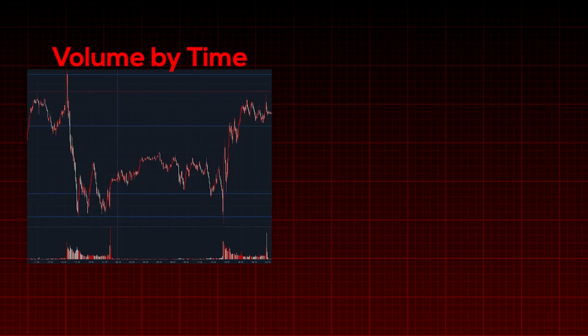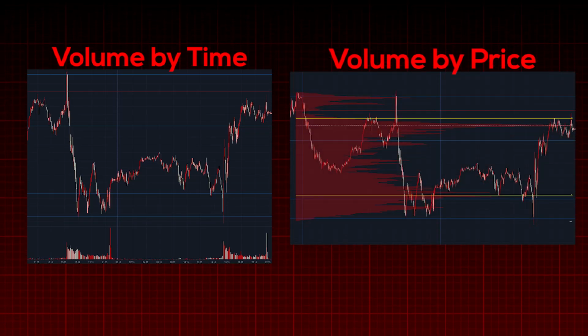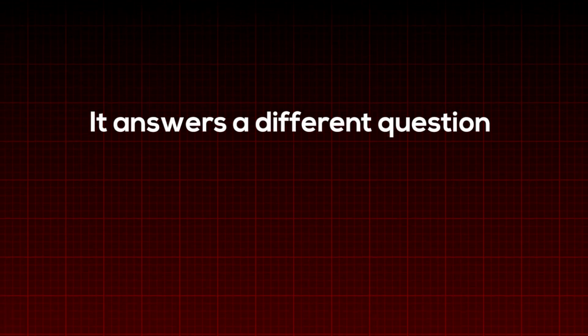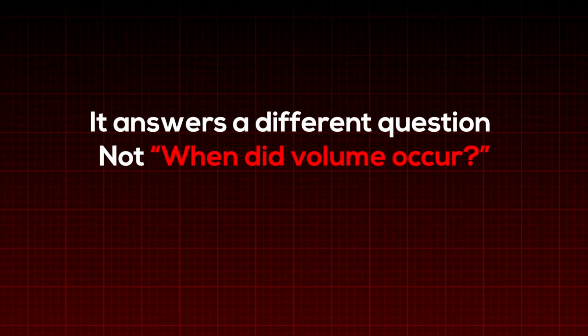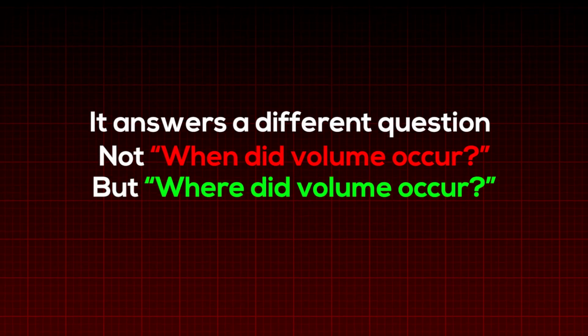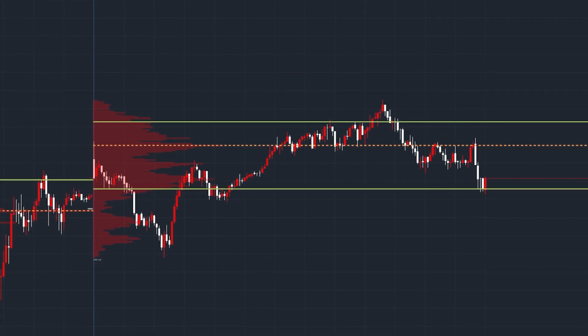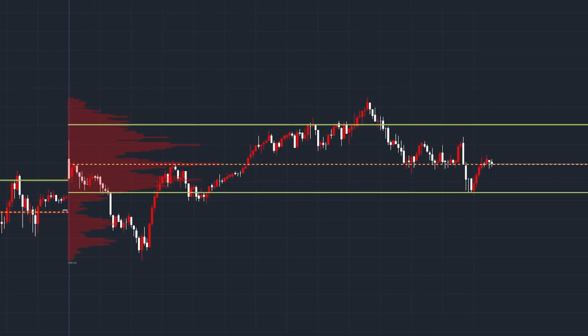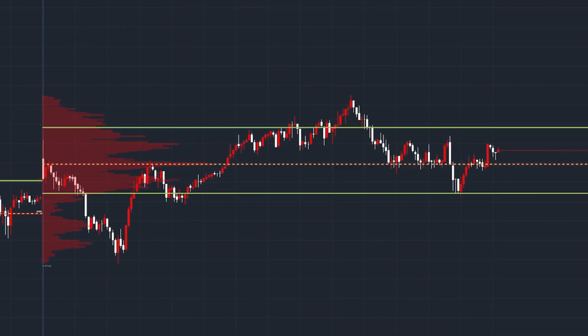Instead of showing volume over time like a traditional histogram below the chart, volume profile displays volume traded at each price level. It answers a different question, not when did volume occur, but where did volume occur? And that shift in perspective is crucial because markets do not move randomly. They rotate around areas of agreement and expand away from areas of disagreement.